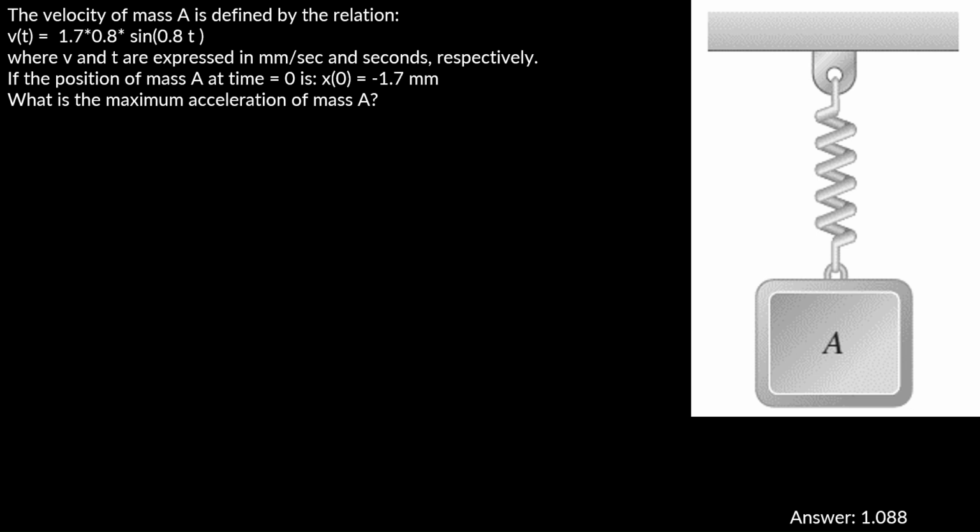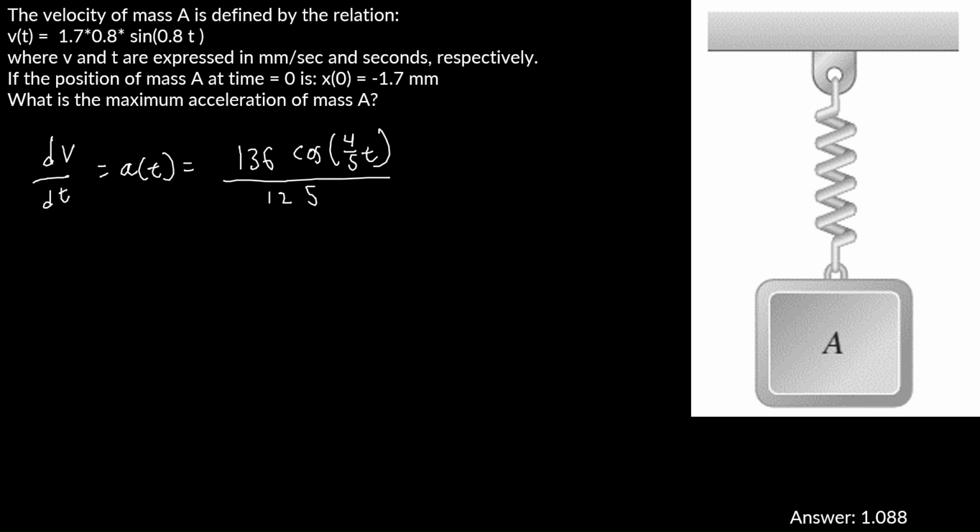This question asks, what is the maximum acceleration of A? We'll start by taking the derivative of the velocity equation to find the acceleration equation. When we take the derivative of velocity, we get the acceleration equation is 136 cosine of 4 over 5 t, over 125. Taking the derivative of the acceleration equation, we get negative 544 sine of 4 over 5 t, over 625.